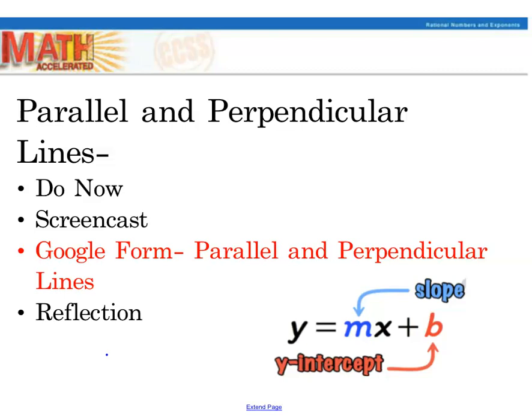As always, please complete the do now. Watch this video of examples, complete the Google form on parallel and perpendicular lines, and when you're done, complete the reflection. The easiest thing to do, if you're given an equation in standard form, is to put it in slope-intercept form, because then you can easily tell if the lines are parallel or perpendicular.